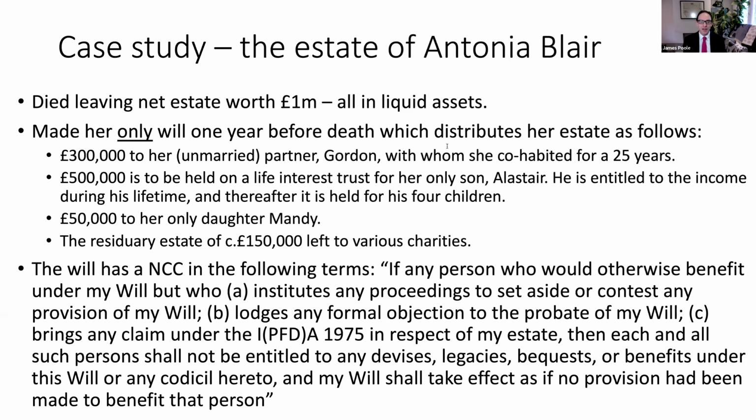The next person who may have a claim is Alistair. To give a bit more context on Alistair, he's entitled to the income of the £500,000 only. He's a failed entrepreneur with a lot of debts. Antonia was giving him significant financial support, firstly to set up those businesses, and then she helped him pay off some of those debts, but had increasingly become sick of this, and a few years before she died, she stopped providing any more financial support. So enough's enough.